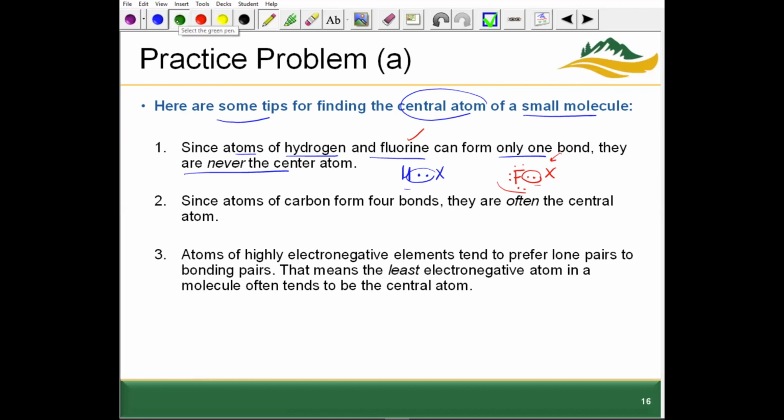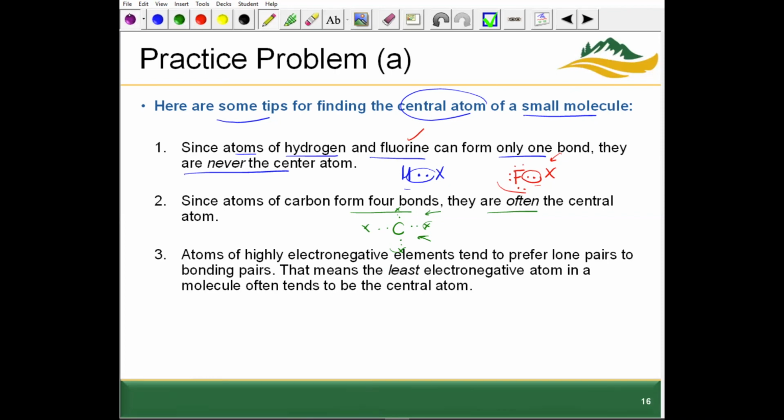Rule number 2, since atoms of carbon form 4 bonds, carbon is often the central atom. Carbon has 4 valence electrons. It likes to form bonds to 4 other atoms to fill its octet. So clearly it's an atom that could definitely be in the center because it can form 4 bonds like this.